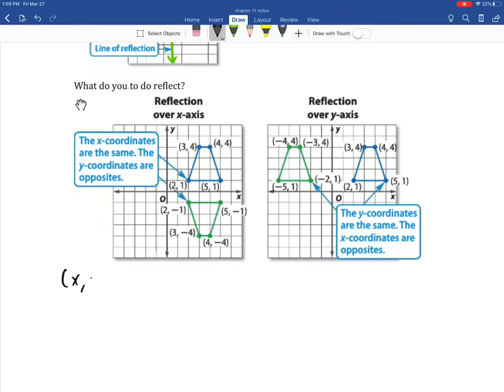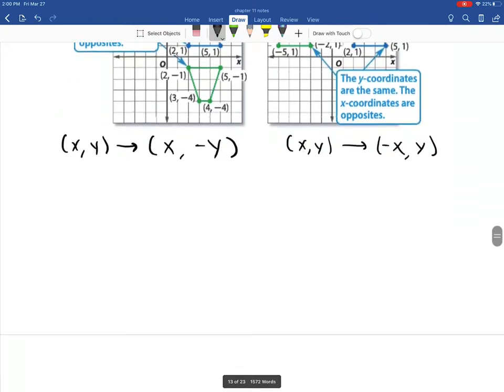Reflection over the x-axis, we can write our formula like this again. The x-coordinates stay the same, but the y switches signs. When you reflect over the y-axis, the y-coordinate stays the same, but the x is going to change signs.